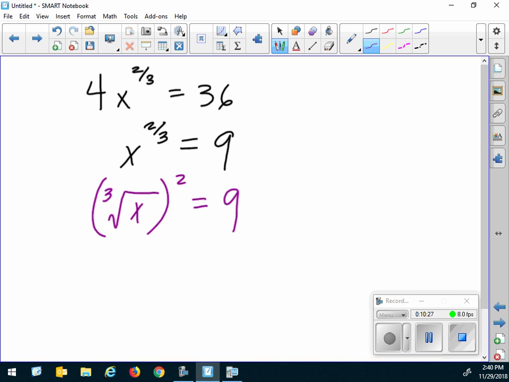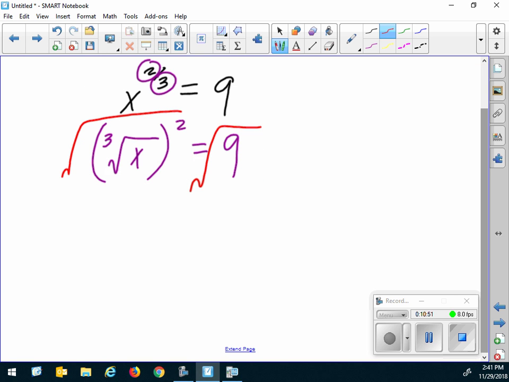Just hold on. Remember, the bottom number is the root. The top number is the exponent. Now, how do I undo squaring something? I square root. So what if I square root both sides? Now, this is going to look ugly, but I promise it's not as bad as it looks. What do a square and a square root do to each other? So what am I left with on the left side? I'm left with the cube root of x.